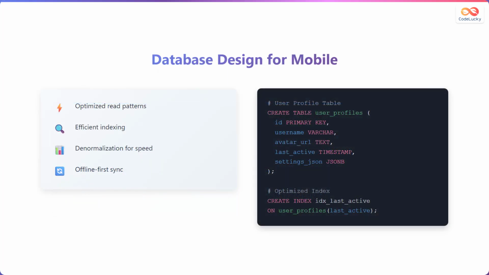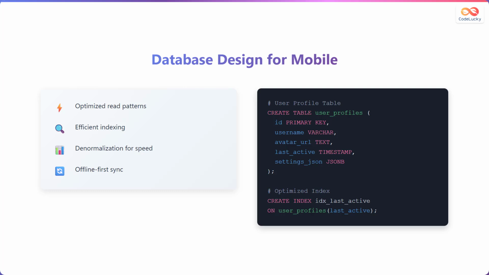Database design plays a critical role in the performance and scalability of mobile backends. Optimize read patterns to ensure efficient data retrieval for common use cases. Employ efficient indexing to speed up query performance. Consider denormalization to improve read speeds, even at the cost of some data redundancy. Implement offline-first synchronization to enable seamless data access, even when the device is offline.